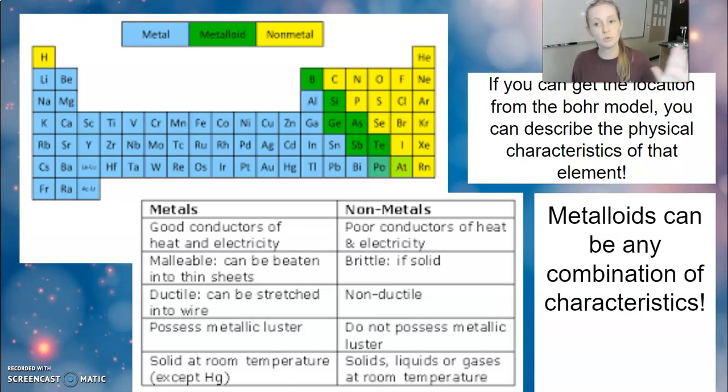So everything in blue is metal. Those are going to be all of your elements on the left-hand side, except for hydrogen. Hydrogen is a nonmetal. It is a gas. So all of our nonmetals are on the right-hand side.